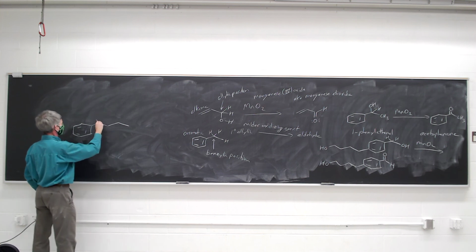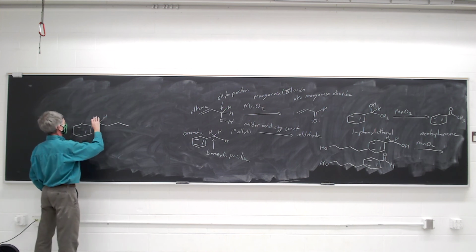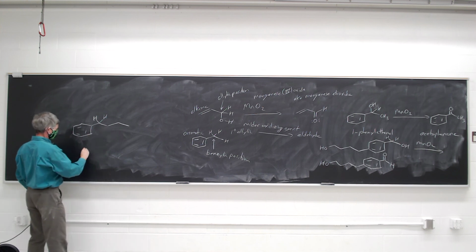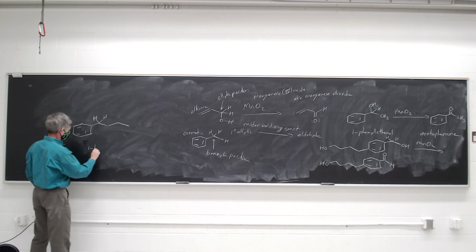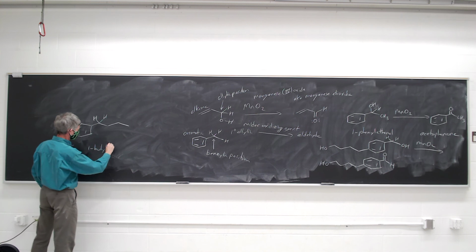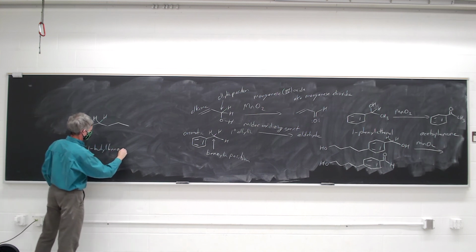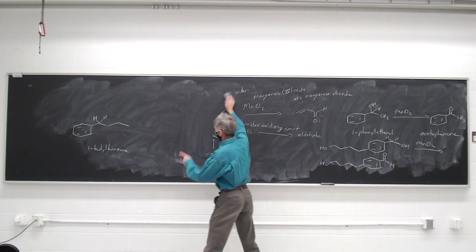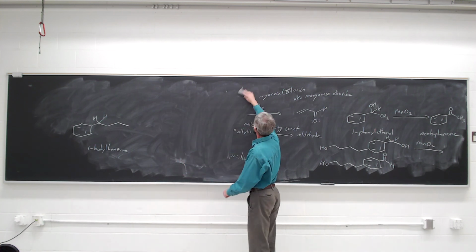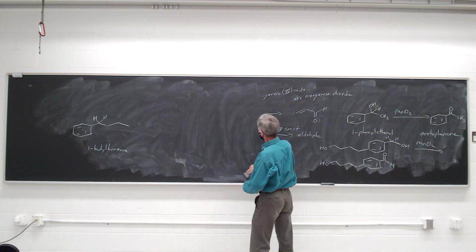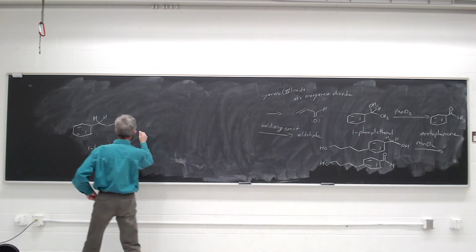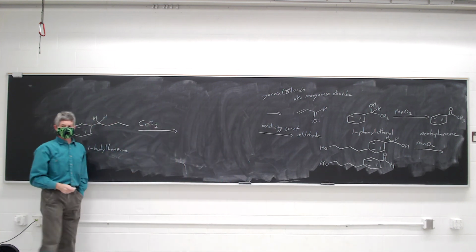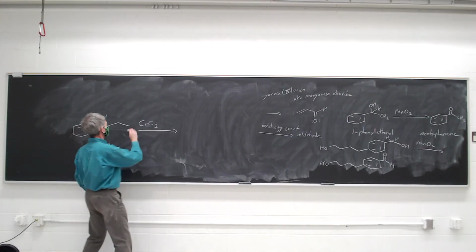If you have an alkyl benzene, so in this case, 1-butylbenzene, or n-butylbenzene, it's possible to oxidize that hydrocarbon, that benzylic position, using a chromium-6 reagent. So treating that with chromium-6 oxide or chromium trioxide.